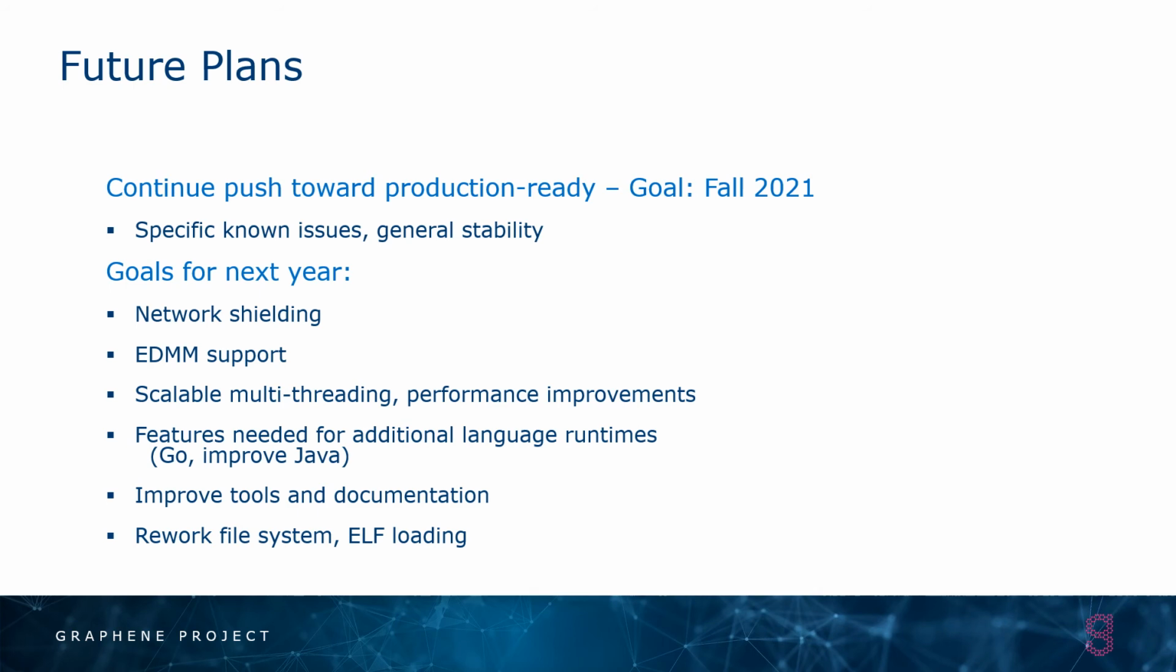The goals for the next year, beyond this high-level goal, include extended support for network shielding, EDMM, or Enclave Dynamic Memory Management. We're going to continue looking at performance issues, including scalable multi-threading. There are some specific features that some language runtimes require that we will implement. And we want to improve the tooling and documentation, as well as rewrite a few of the less solid components of the system.